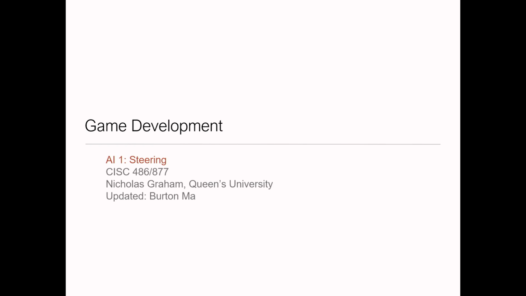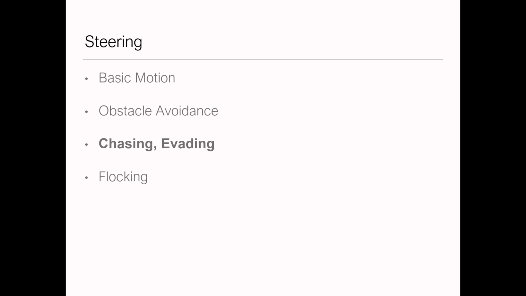So today's lecture, we're picking up from where we left off in the last class. We're still talking about steering. So how do you move? How do you compute the local motion of an object in your game? So we talked a little bit about basic motion, or I explained how to walk in a straight line, how to turn and face a target and move to the target in the previous lecture.